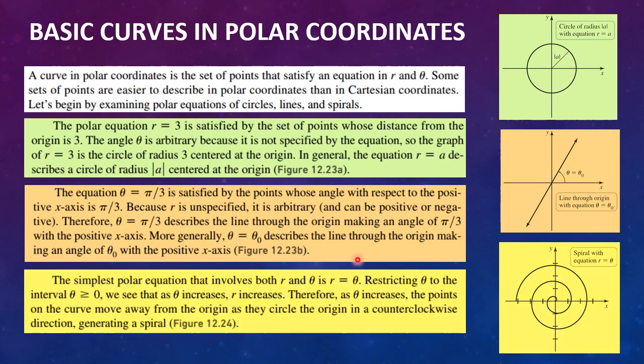The simplest polar equation that involves both r and theta is r equals theta. Restricting theta to the interval theta greater than or equal to 0, we see that as theta increases, r increases. Therefore, as theta increases, the points on the curve move away from the origin as they circle the origin in a counterclockwise direction, generating a spiral. So what's happening here is we keep moving around. We go from a measure of 0 for theta and 0 for r all the way around to 2 pi for theta and 2 pi for r.